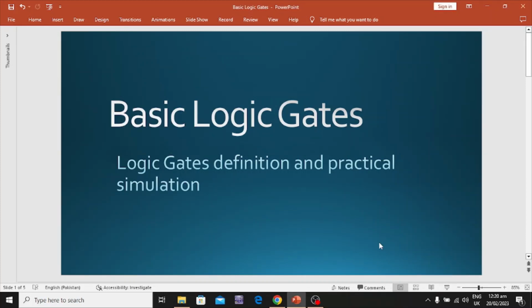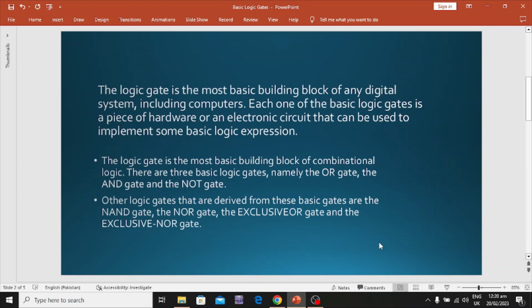Today I am back with a new lecture. I will discuss the basic logic gates, their definition, and then we go to the practical simulation of each of the logic gates. What is a logic gate?